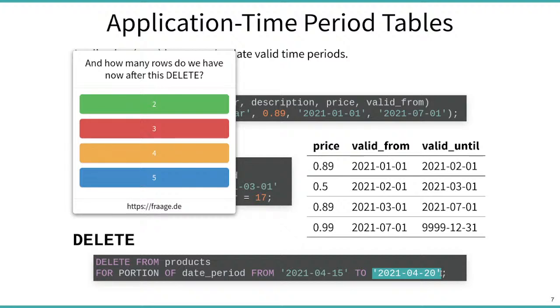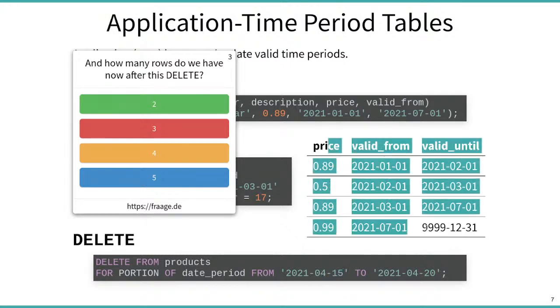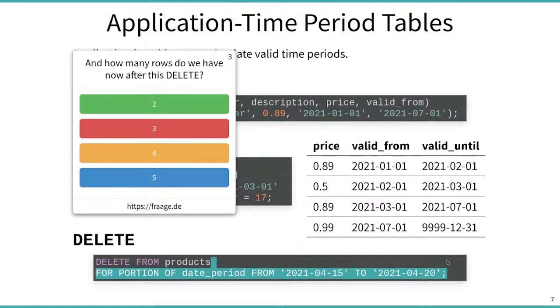So there was no price. So the product was sold out. It was not possible to order chocolate bars between the 15th of April to the 20th of April. So we have this table, this query. How many rows do we have afterwards?